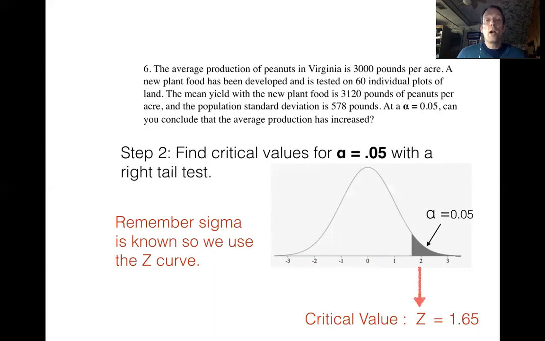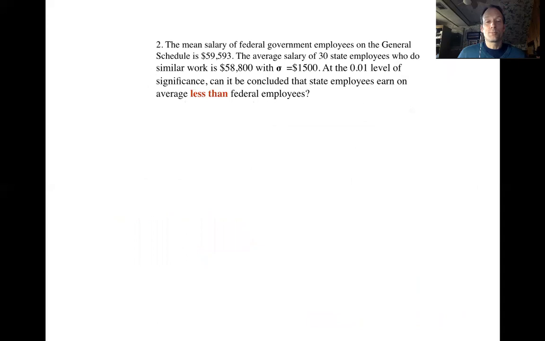So 1.65 becomes our critical value. Now, what are we going to do with that 1.65 for a critical value? That's what we're going to find out in the next video, how to use it. Let's take a look at another practice case. Take a minute to pause the video to read if you need to.